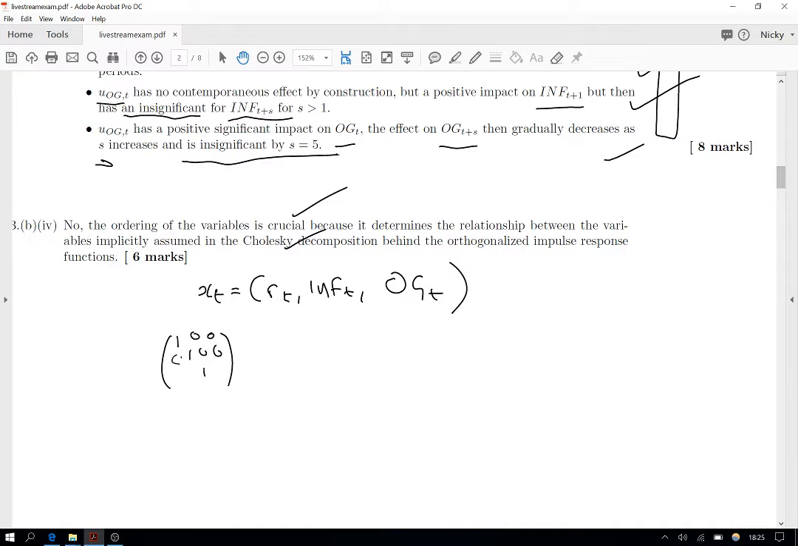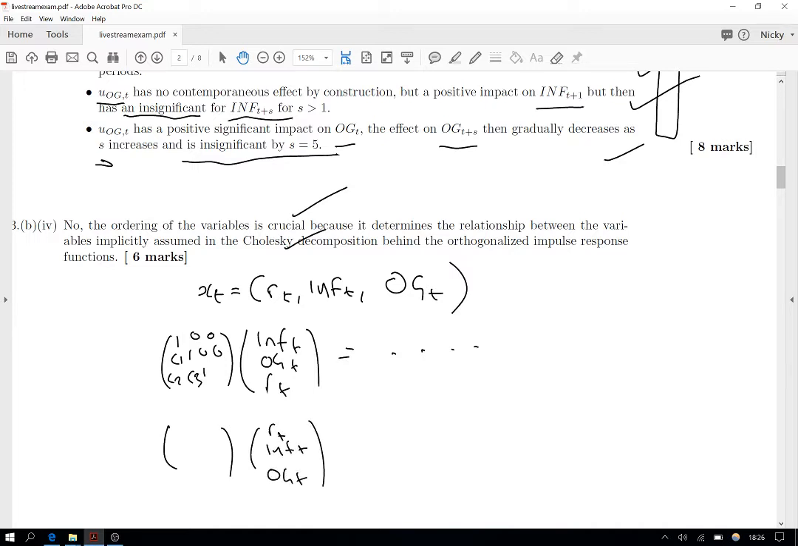This could be like C1, C2, C3. In the original case, we had inf, OG, and RT equals ... And now we're changing the ordering around. So we can see it completely changes when we reorder it. It completely changes how all the variables impact each other.